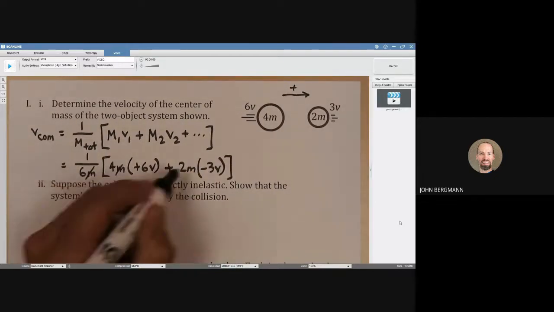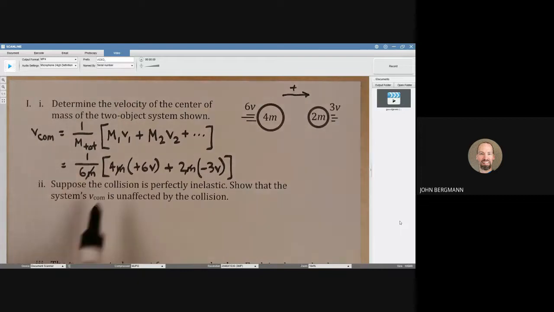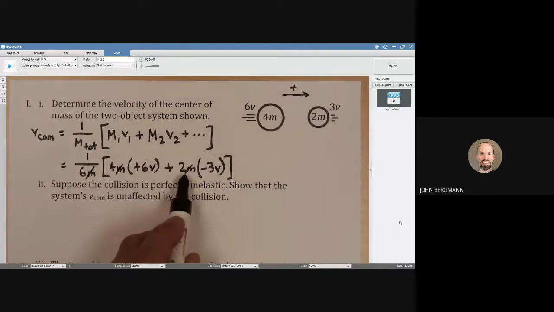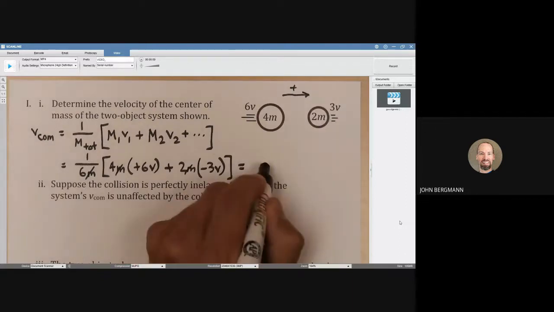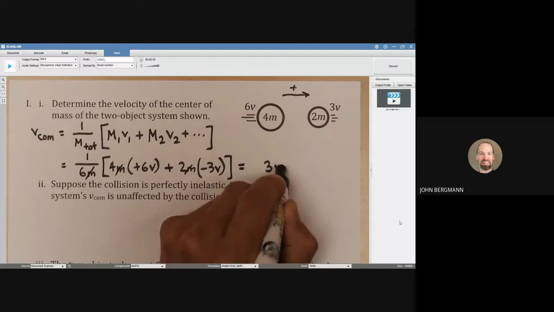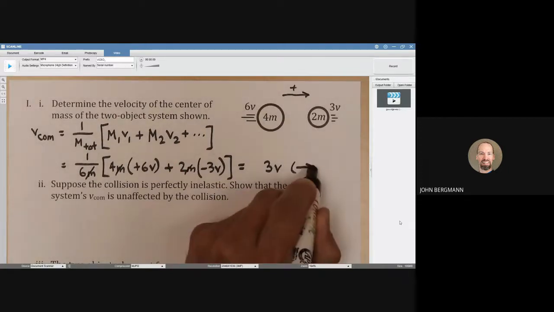I'm seeing the m's cancel here. And what does this give us? I'm seeing 24v here, minus 6, so that's 18, divided by 6 gives us 3v. And because it's positive, it's that way.